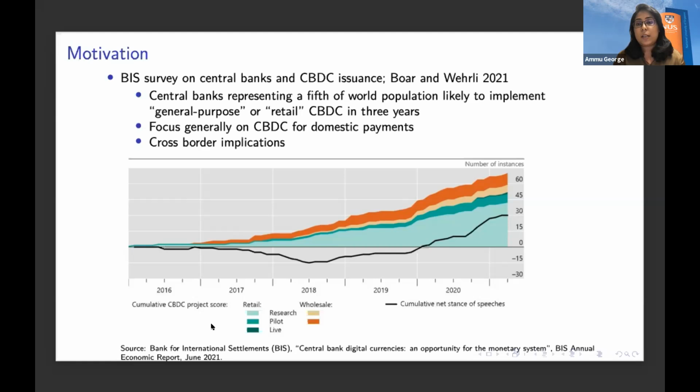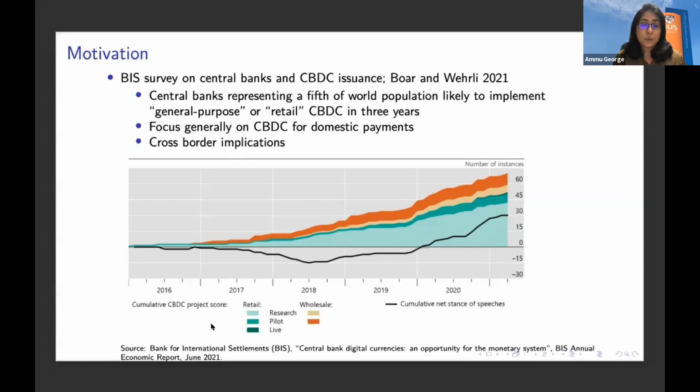So they are very liquid. And the focus of the central banks in this survey has been largely on domestic CBDC, so CBDC which circulates only within the domestic economy. But they are also thoroughly reviewing the implications surrounding cross-border usage of CBDC as well.